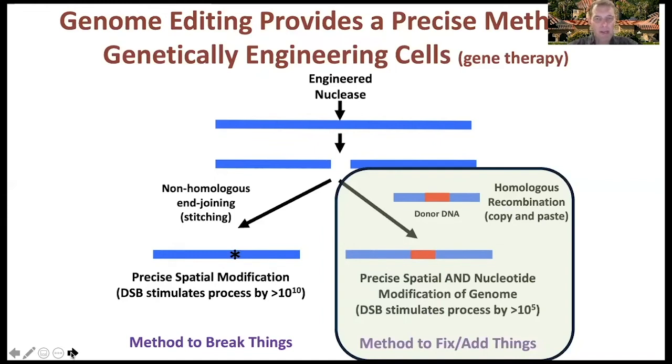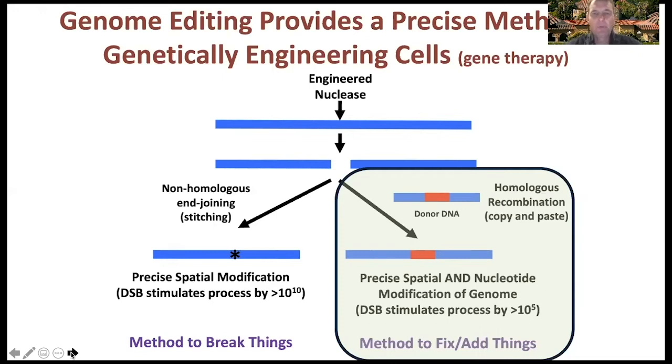Once the break is made, the cell then repairs the break in two fundamental ways, although there are subvariants of each of these ways, including by non-homologous end joining, in which case small insertions and deletions could be made at the site of the break, which allows you to specifically inactivate genes or genetic elements. And it's both being applied in a translational setting, but also has been a tremendously powerful research tool.